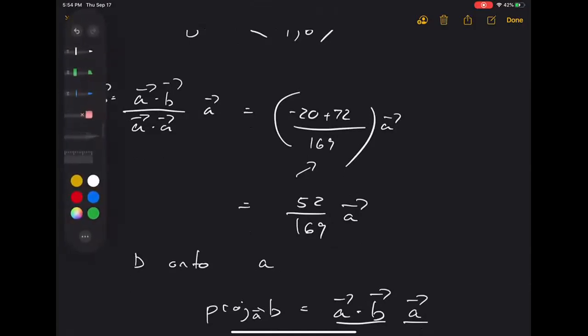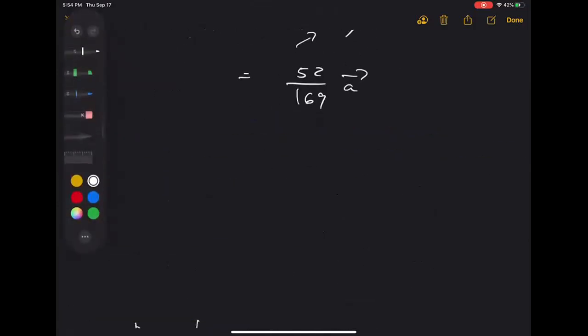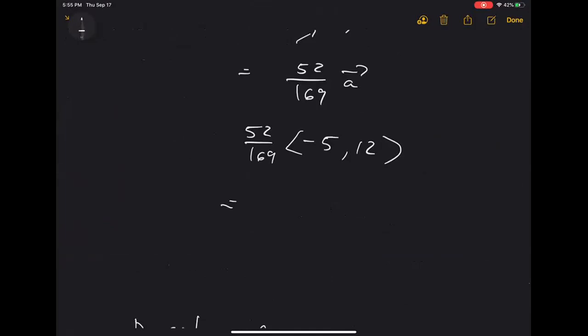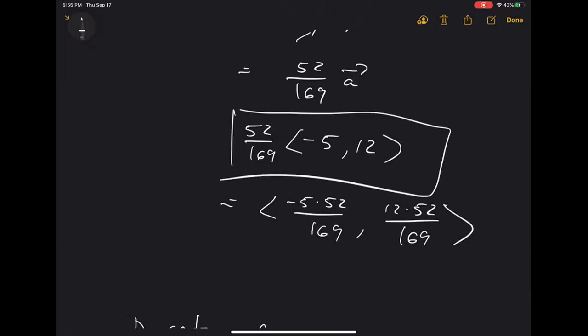And then I could just take this scalar inside my vector, right? A is the vector -5, 12. Well, I could just multiply this stuff out. -5 times 52 over 169, 12 times 52 over 169. I could simplify that. If you're giving me an answer on the test, this would be acceptable. You wouldn't have to simplify that farther.